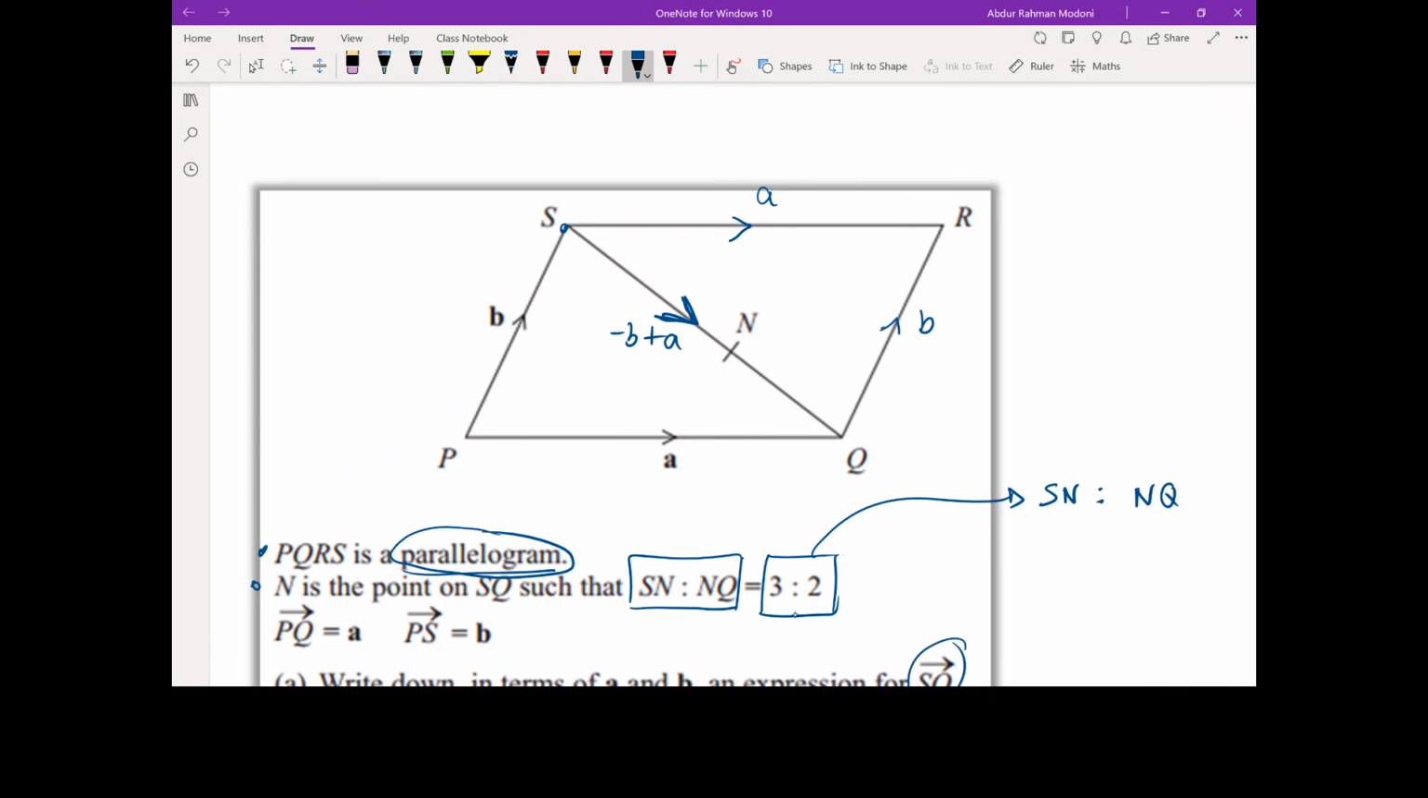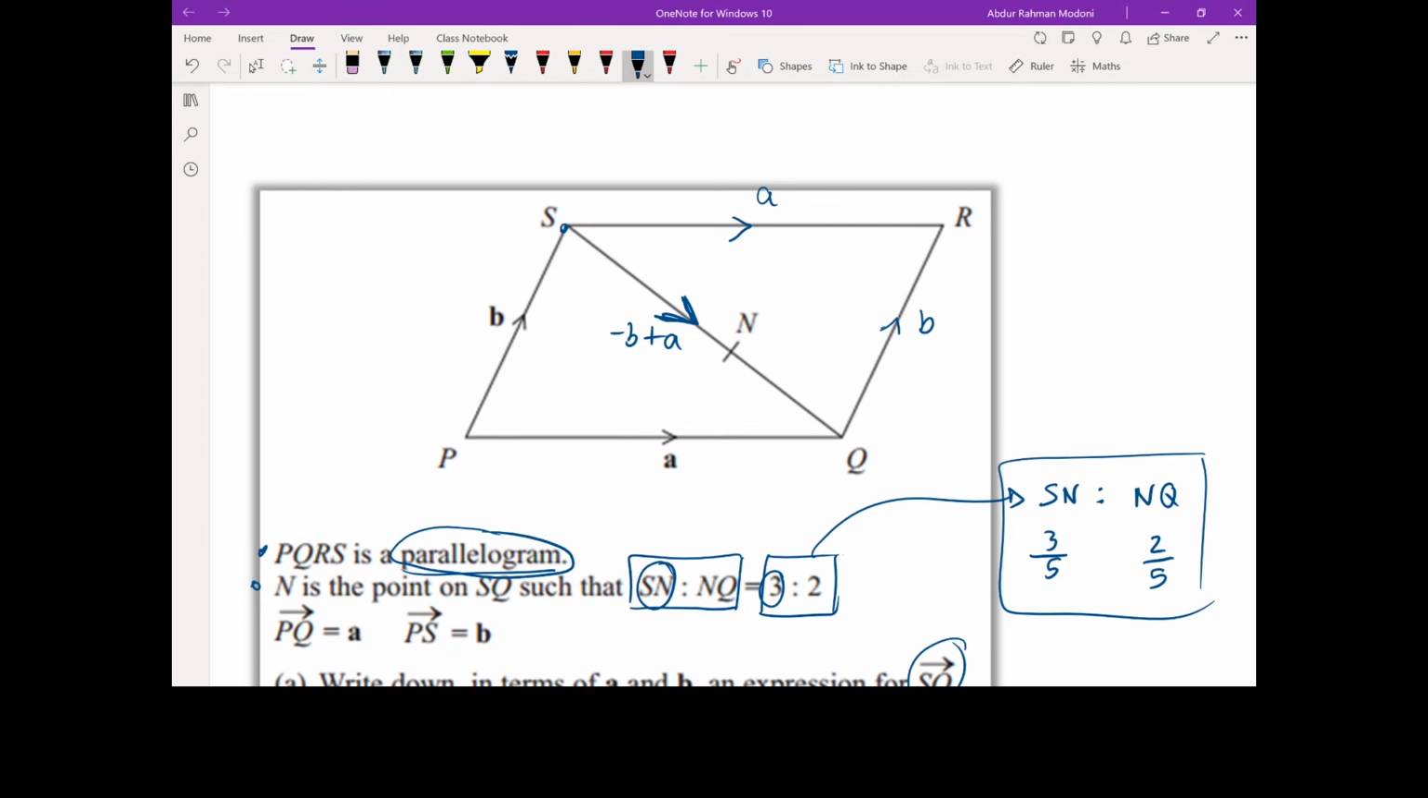What's the total that we have for the ratio? So it's going to be out of 5. So SN is going to be 3 over 5 and NQ is going to be, did you understand how we got there? 3 to 2. Out of a total, it's 5 parts. So what is SN? SN is 3 parts out of a total of 5. So I've written it here. And NQ is 2 parts out of 5. Do you understand that?